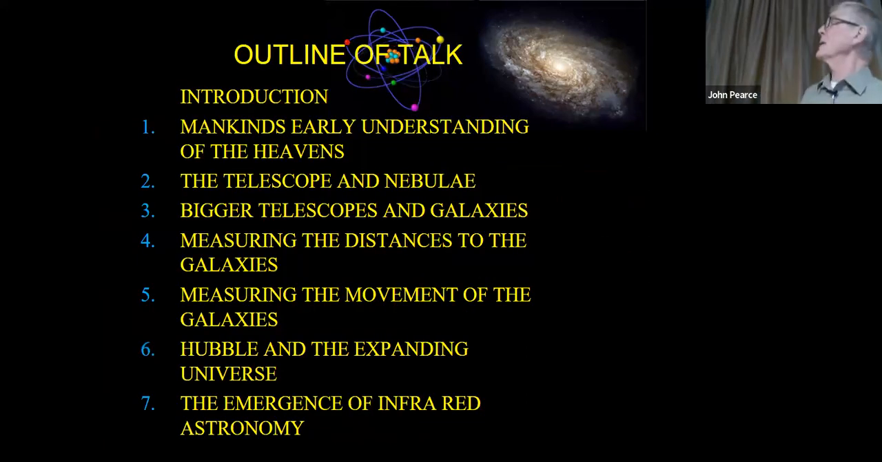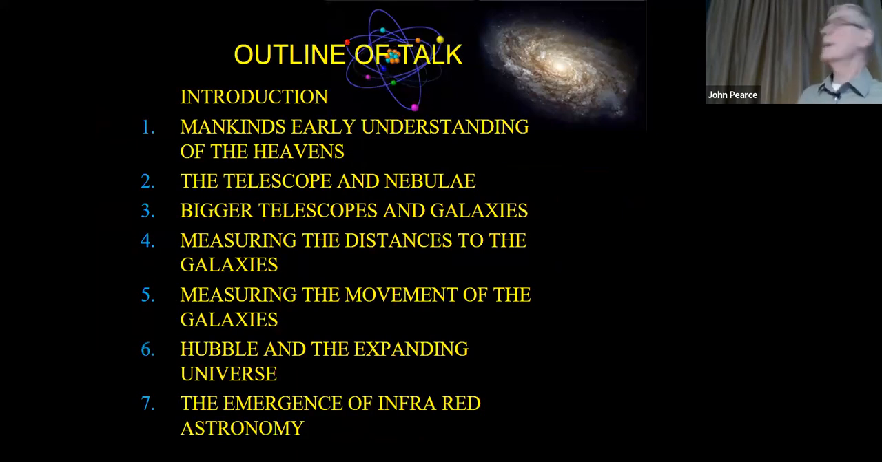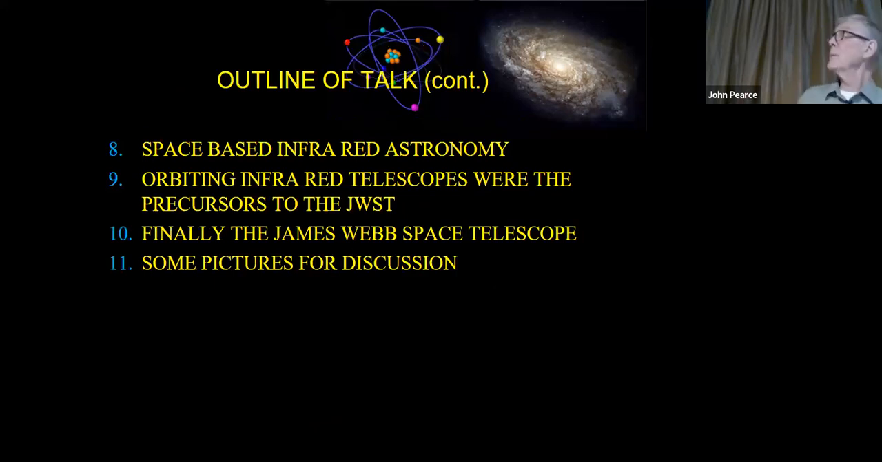So the talk effectively is going to cover 10 or 11 major points. We start off with mankind's early understanding of the universe and heavens, the telescope and nebula, bigger telescopes and galaxies, measuring the distances to galaxies, measuring the movement of the galaxies. Then we bring in the astronomer Edwin Hubble, after whom the Hubble telescope was named, and the expanding universe. We then have the emergence of infrared astronomy, space-based infrared astronomy. We then start looking at the precursor telescopes to the James Webb Space Telescope, and we finally get to the James Webb Telescope and some pictures for discussion at the end.